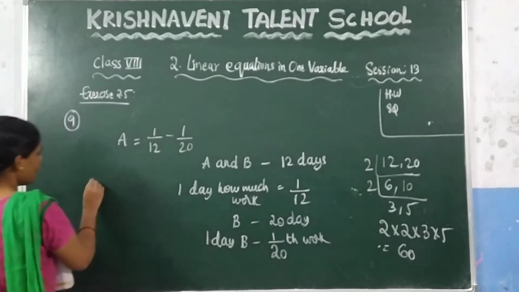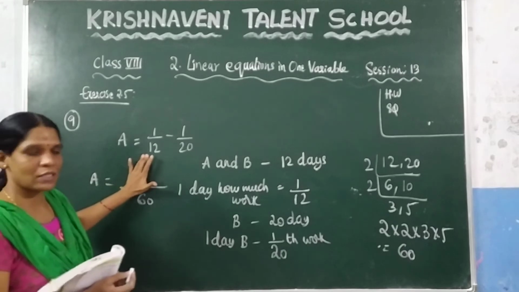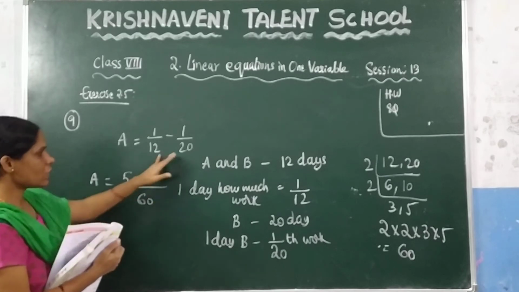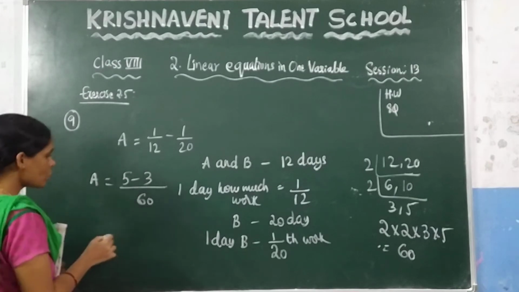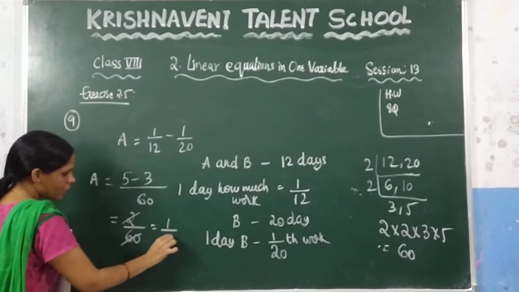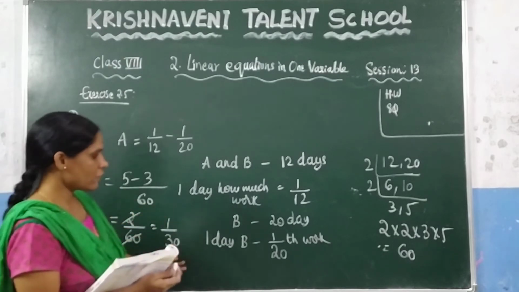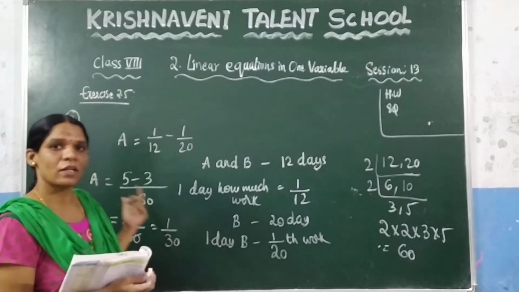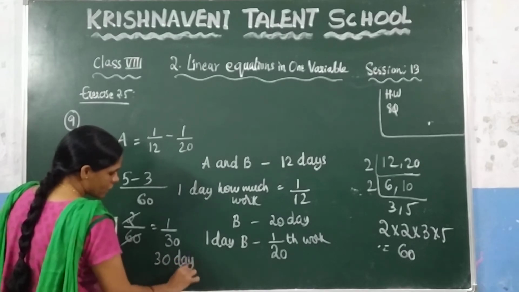Now, in the 12 table you get 60 at 12 fives, so multiply with 5, you will get 5. And after that, in the 20 table you get 3 times, so multiply with 3, you will get 3. So 5 minus 3 gives you 2/60, which gives you 1/30. So here in one day A alone can do 1/30th of the work. So how many days will he take to complete the whole work? Just write the reciprocal, which is 30 days.